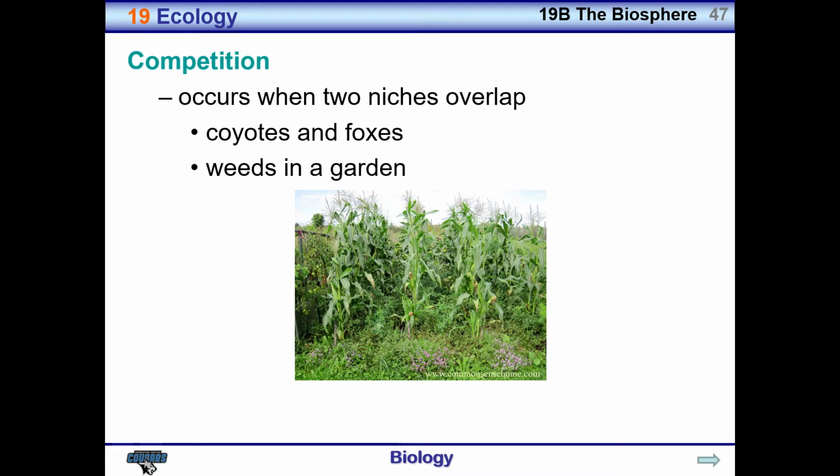Another example of competition that might happen in a garden where you have weeds growing and they're competing with those plants that we have put there purposefully, and they've grown up and they are using the same nutrients, same water as the desired plants, and they're competing with that. And whoever can get the most nutrients and water is going to be the winner.